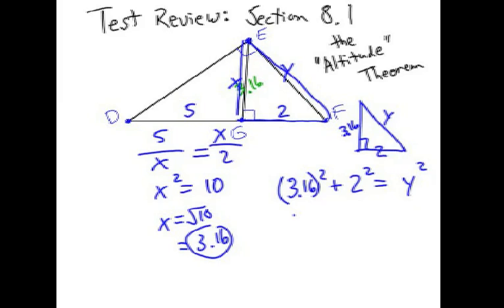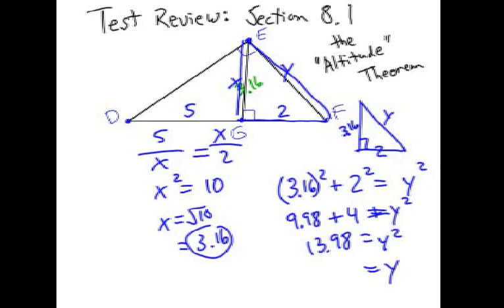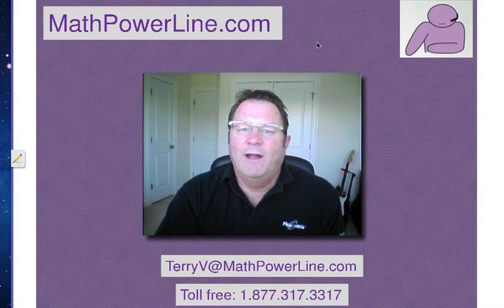3.16 squared is about 9.98. Notice that it's close to 10 because it was radical 10. Plus 4 equals y squared. Add that up, we get 13.98 equals y squared. The square root of both sides is 3.7. All right, there you have it.